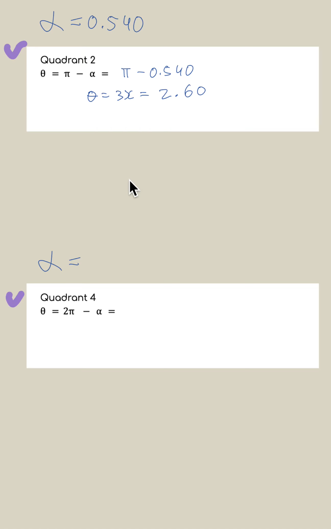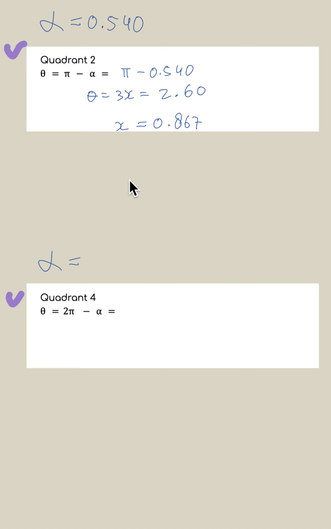How about the x value? We just divide by 3. 2.60 divided by 3. You get 0.867 radian. We have only one value for quadrant 2.